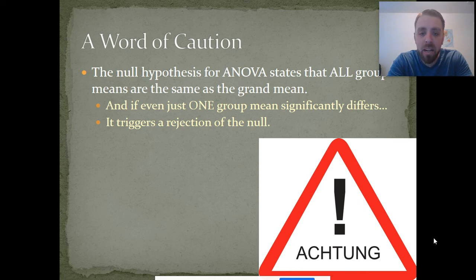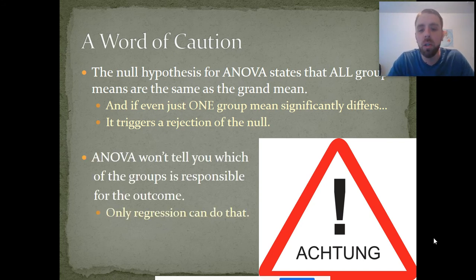However, it's a bit of a misconception to say that the grouping level matters for everything, because it may just be that one particular group is bizarre, one particular group is weird in what it is causing to happen. No matter, ANOVA will not tell you which of the groups is responsible for this outcome. ANOVA will never do that, unfortunately. Only regression can do that. Regression will allow you to parse out the actual effect of individual variables in a much more effective way.